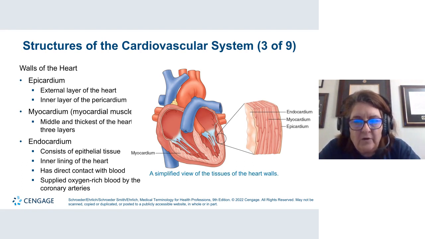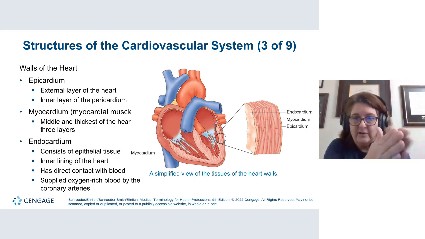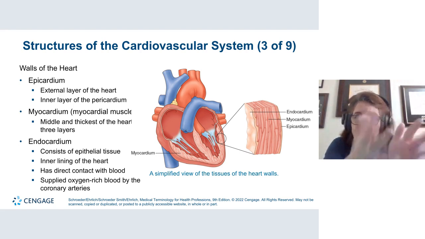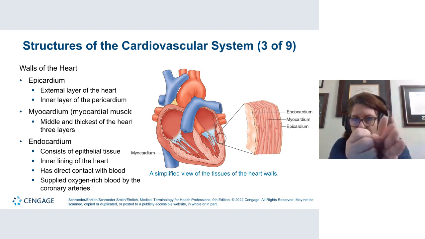You have the different walls of the heart. It's muscle tissue, so you have different layers of that muscle. You've got your epicardium, which is the external layer of the heart, the inner layer of the pericardium. So that's that layer that goes between the pericardium, which surrounds the heart, and the outside layer of the heart.